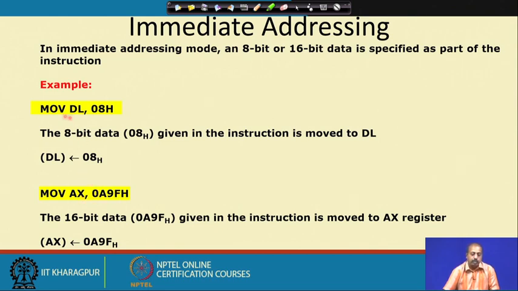So, MOV DL comma 08 hex. This 08 hex will come to the DL register, that is an 8 bit value. And MOV AX comma 0A9F hex. This 0A9F hex will come to the AX register. Out of that, the 0A part will go to the AH register, and the 9F part will go to the AL register. That way this 16 bit value will be divided into higher order byte and lower order byte, and they will go to different registers.